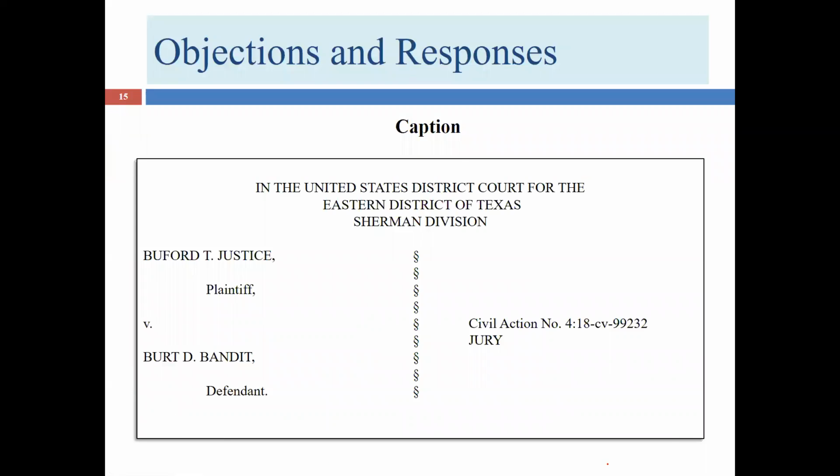So here we have, again, the caption. You can see there's nothing different about this caption than what we've seen on the other captions, including the request for interrogatories we just saw. So looking at the caption, you won't be able to tell whether this is something completed by Mr. Justice's attorney or Mr. Bandit's attorney, or perhaps by the judge.